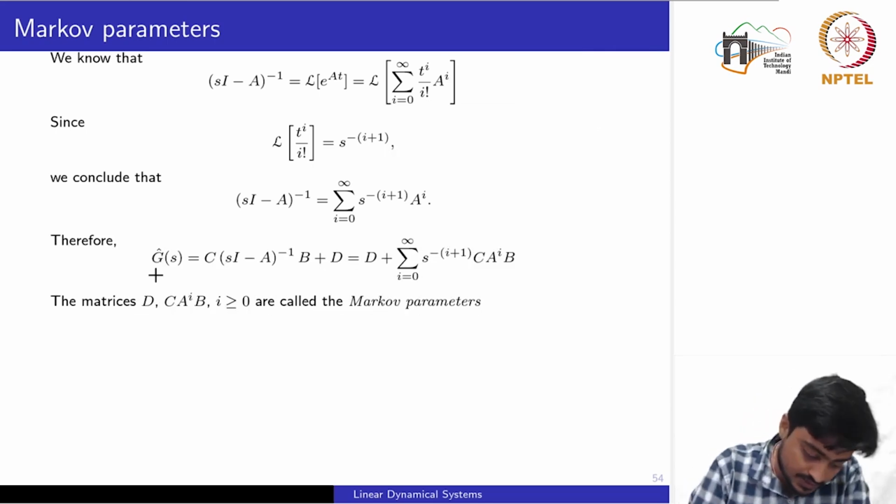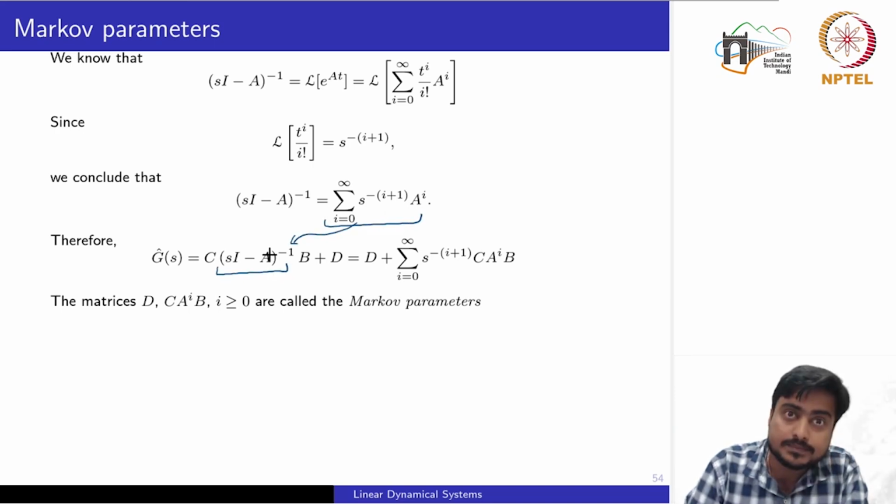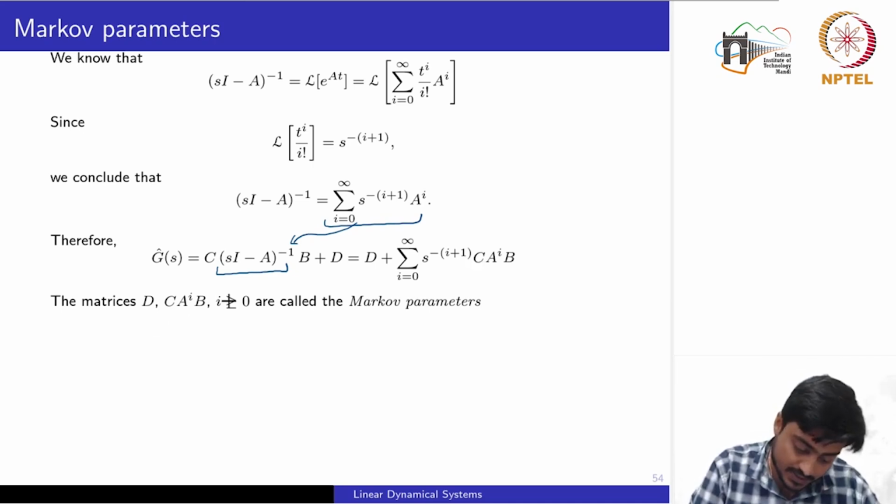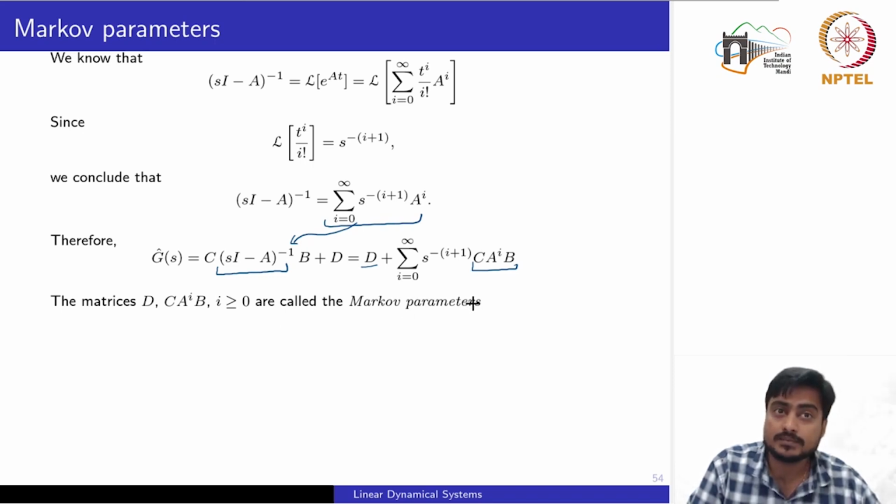So let's see the transfer function ĝ(s), which is given by C(sI − A)⁻¹B + D. I can write this by replacing this part by this part. So I would have D plus the summation of s^(−(i+1)) times C A^i B. Since s is a scalar, I can commute. All these matrices, denoted here as D and C A^i B, are called the Markov parameters.